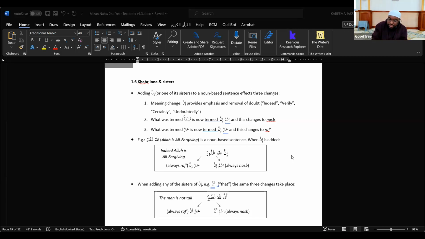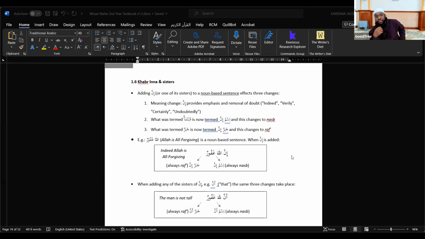Adding inna, or one of its sisters, as we will come to see: inna, lakinna, anna, ka'anna, right? All of those have the same effect as inna. So if you know the rule for inna, you know the rule for its sisters, just as when you learned the rule for kana, you knew the rule for its sisters, such as laysa, asbaha, and the like, right? So adding inna or one of its sisters to a noun-based sentence effects three changes. This will be very similar to kana, but opposite.